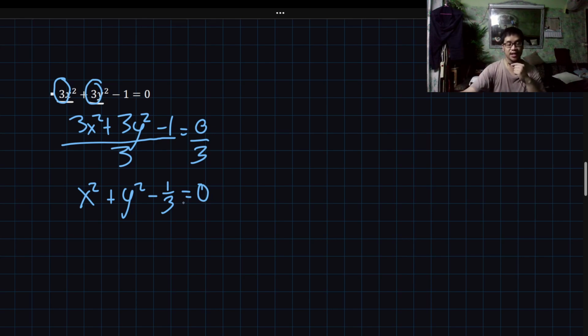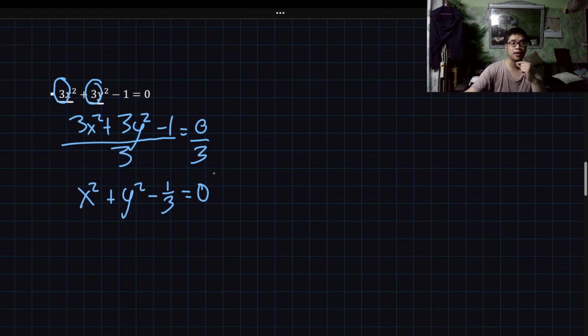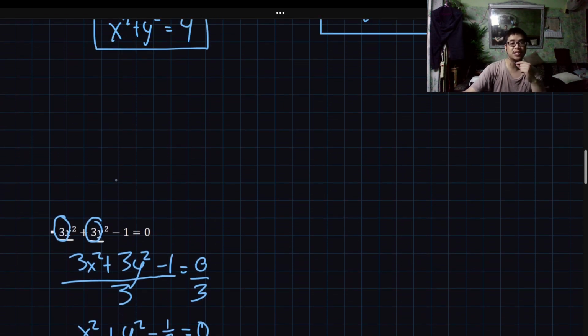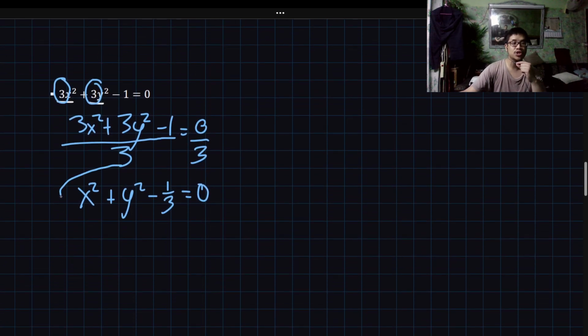Now what's next? After you divide, here's the second step. The second step is that x squared and y squared should be on one side of the equation, and the constant term should be on the other side. Just like what we did here, we're going to group x squared plus y squared on one side. Then the constant term, we're going to put on the right.